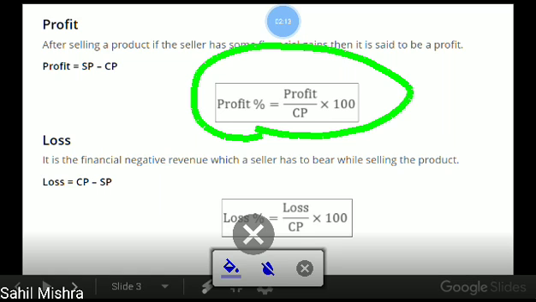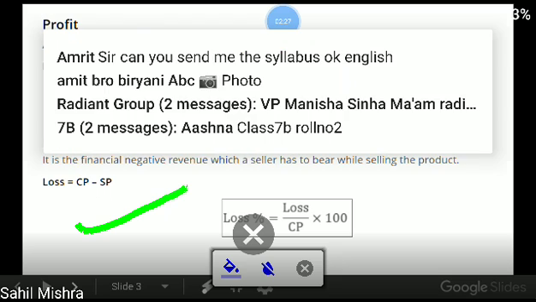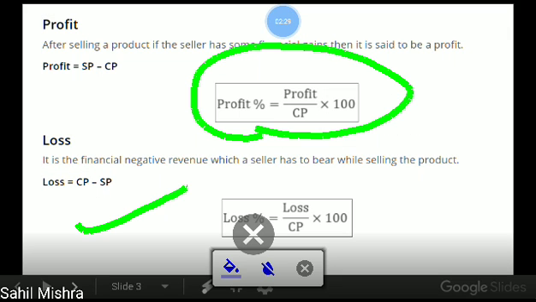Similarly for loss, a seller faces a loss when the cost price is more than the selling price. So in that case, the loss is CP minus SP, or cost price minus selling price. Now, how can we find the loss percent? Loss percent equals loss upon CP into 100.